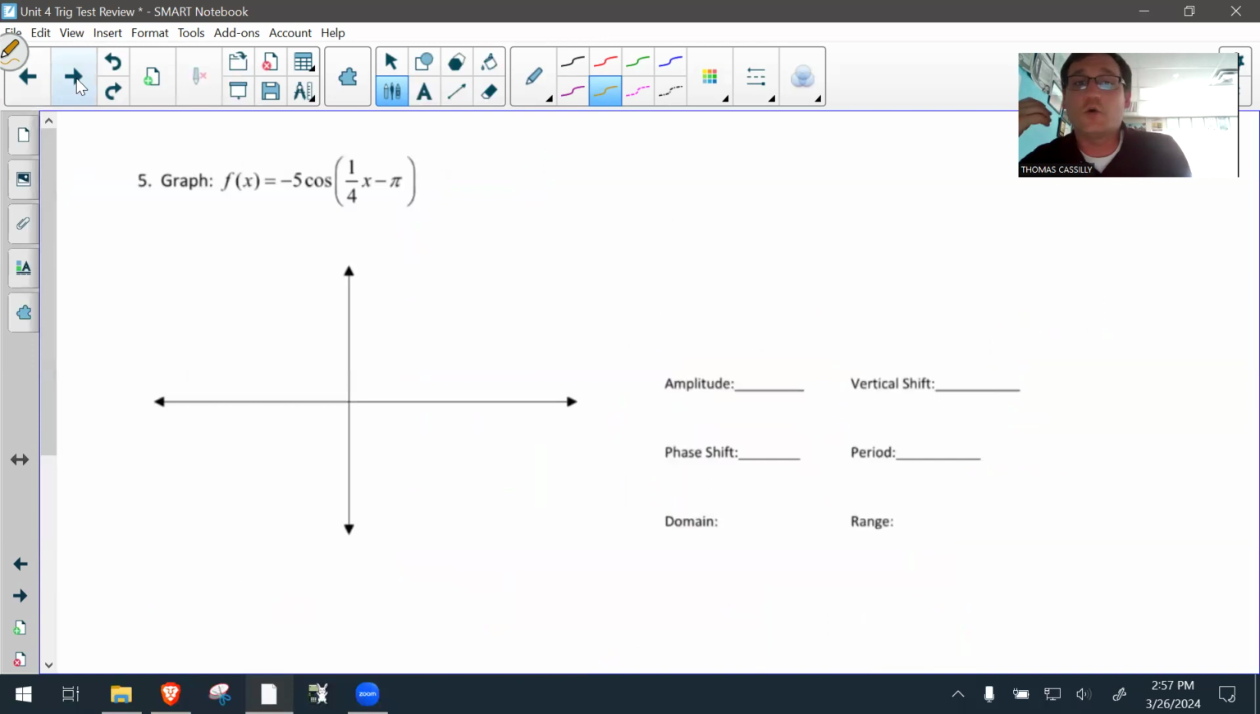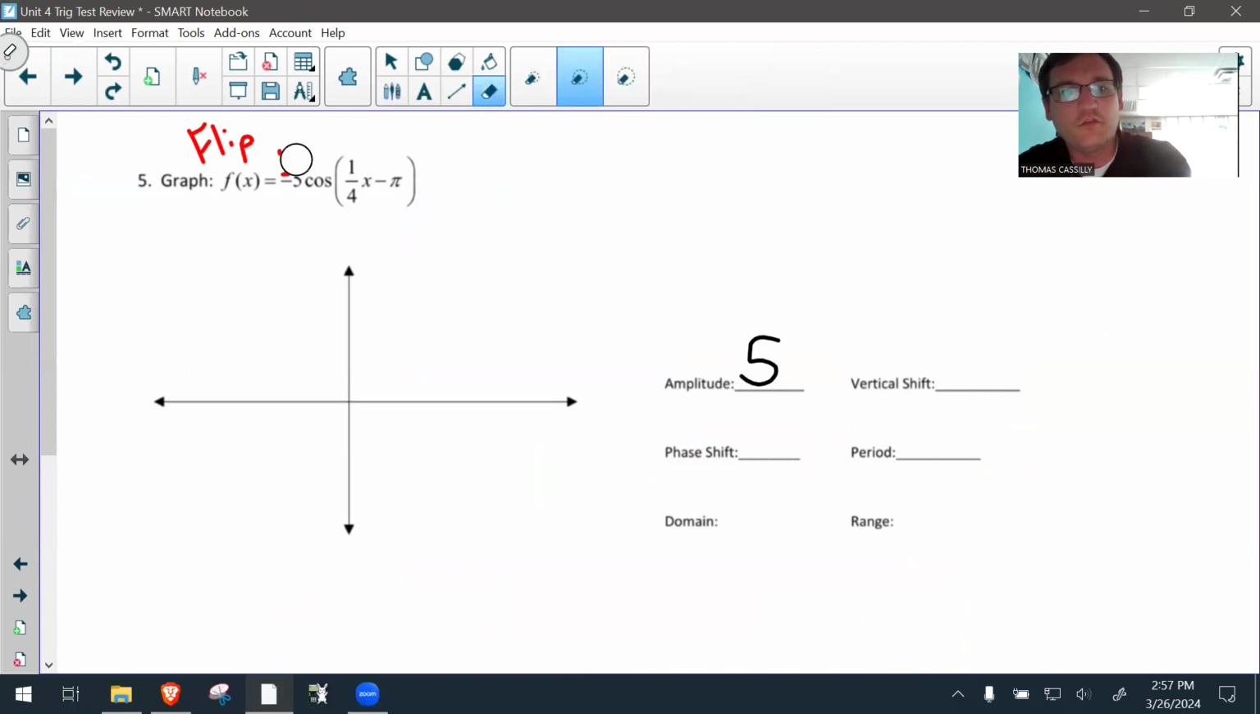The next one, cosine. I think these are a little bit easier. Let's take a look here. The amplitude is 5. All right, you notice that there's a -5. That minus sign here just tells us it's going to be flipped upside down. So I'm going to write a flip here, just so I don't forget. That was supposed to be an arrow.